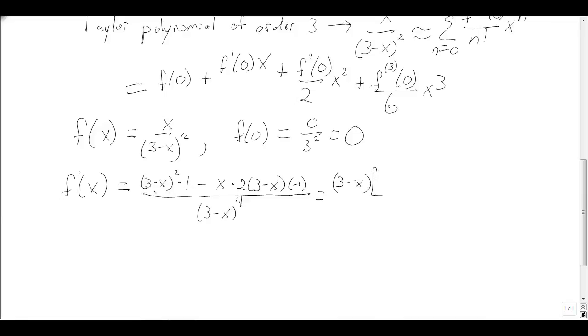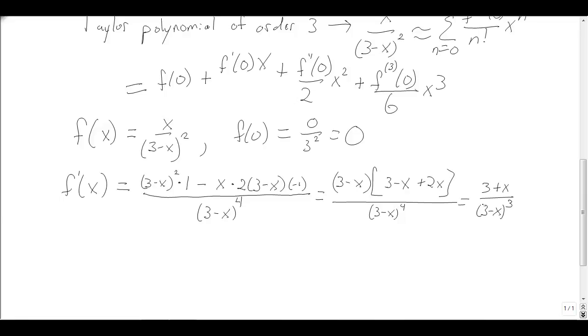On the left term, what I'm left with is another 3 minus x. On the right, this second term, I have an x times 2 times a negative 1. The negative 1 will cancel the minus. So that's plus 2x over 3 minus x to the fourth. And then I can cancel a 3 minus x factor on top with a 3 minus x on the bottom. And that gives me 3 minus x plus 2x is plus x over, I'll end up with a 3 minus x cubed. So I found my first derivative.